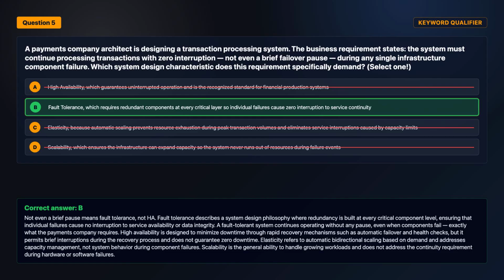High availability is designed to minimize downtime through rapid recovery mechanisms, such as automatic failover and health checks, but it permits brief interruptions during the recovery process and does not guarantee zero downtime. Elasticity refers to automatic bidirectional scaling based on demand and addresses capacity management, not system behavior during component failures. Scalability is the general ability to handle growing workloads and does not address the continuity requirement during hardware or software failures.